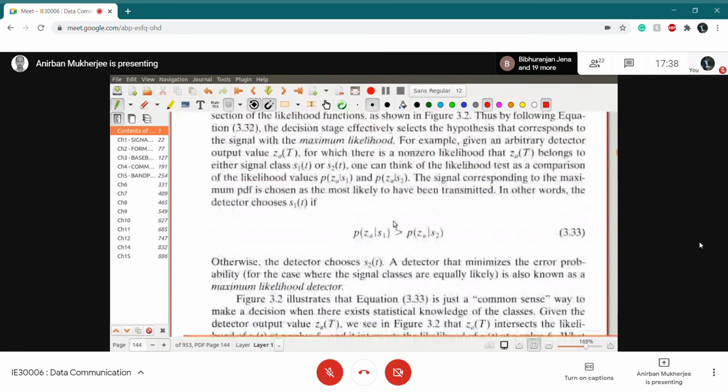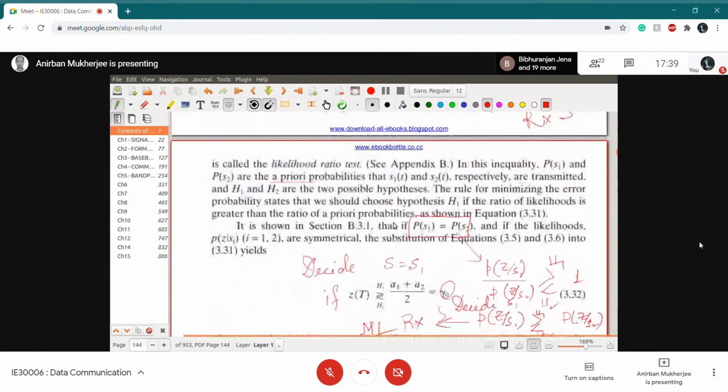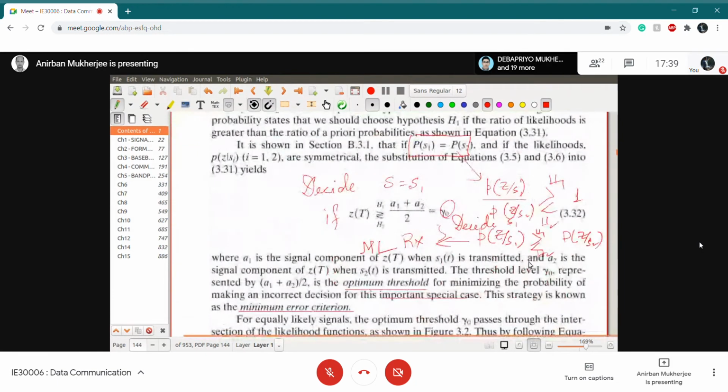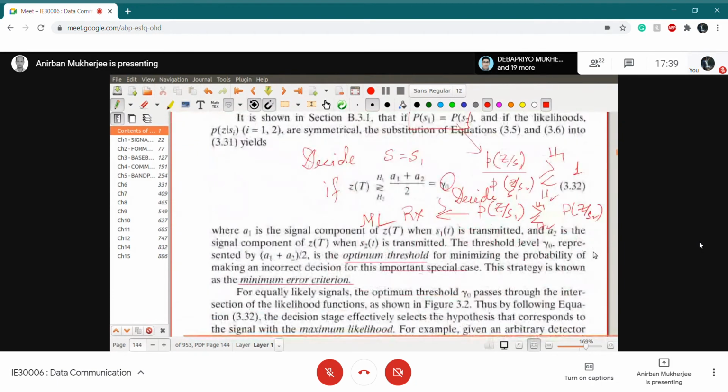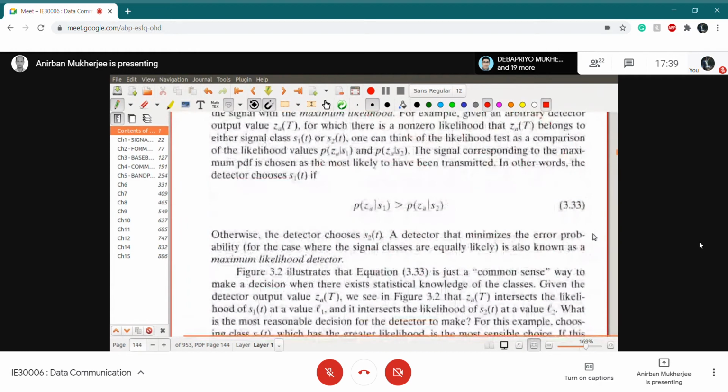Finally, it is P(Z given S1) greater than P(Z given S2) that I told you, that is, decide S1. The detector chooses S1 if P(Z given S1) is greater, otherwise the detector chooses S2. That is called the maximum likelihood detector, which I explained to you.